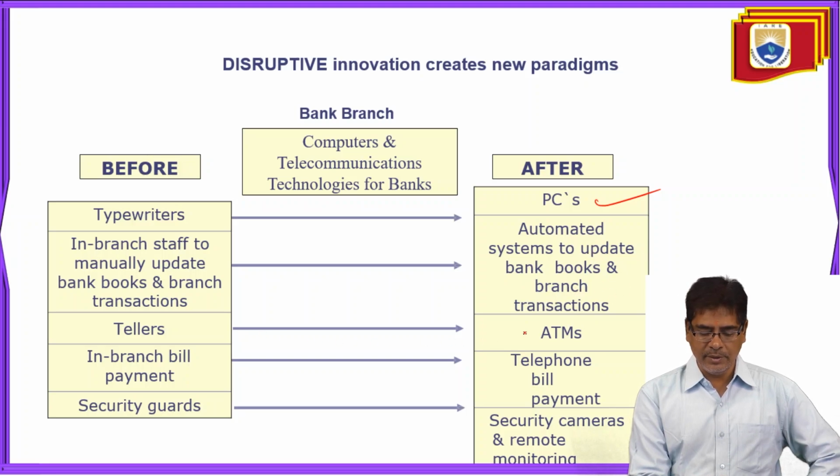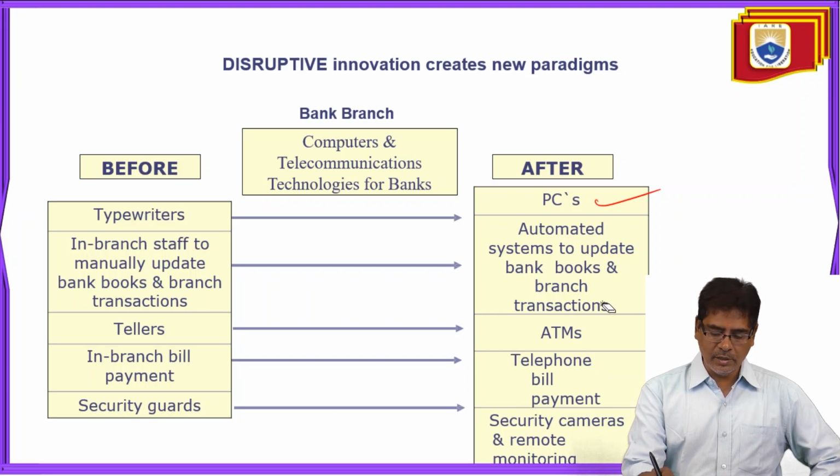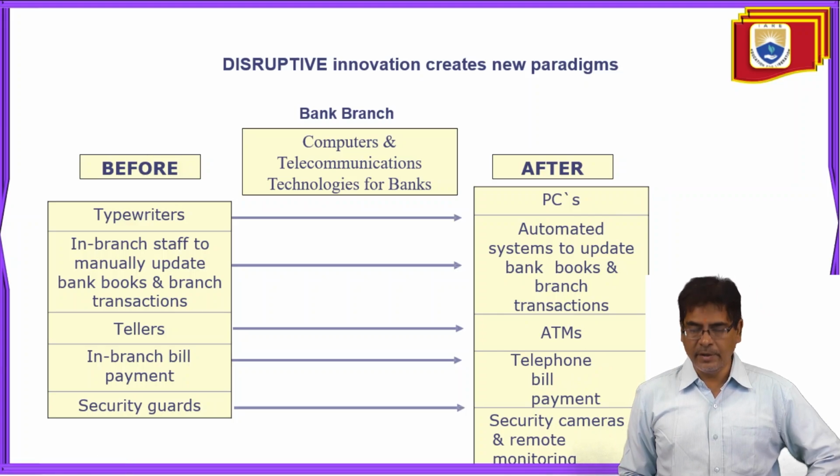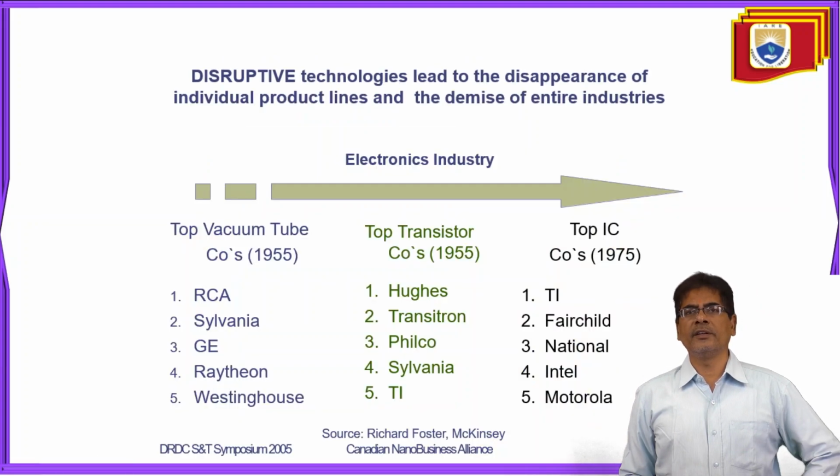We have tellers, we have ATMs, in-branch bill payment, telephone bill payment, security guards, security cameras, and remote monitoring. These are the three features where disruptive innovation creates new paradigms. So these are the disruptive technologies, right?